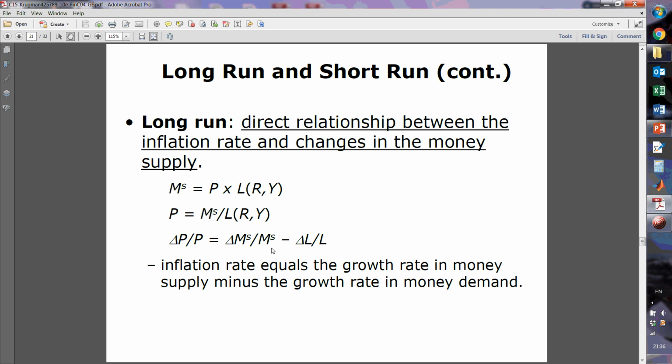So we can have an inflation rate, for example, equal to 0 if the money supply grows at a rate of 2% and output grows at a rate which generates 2% growth of the real money demand. Okay, so the demand for money and the money supply would exactly grow in parallel. Therefore, prices wouldn't need to change.